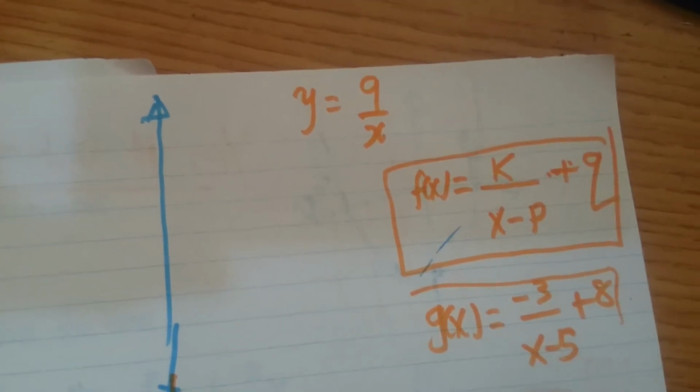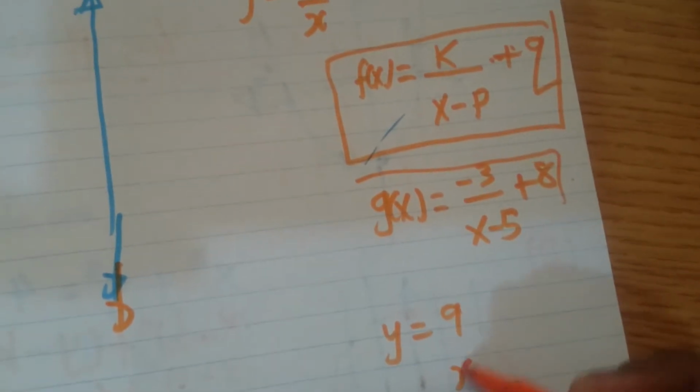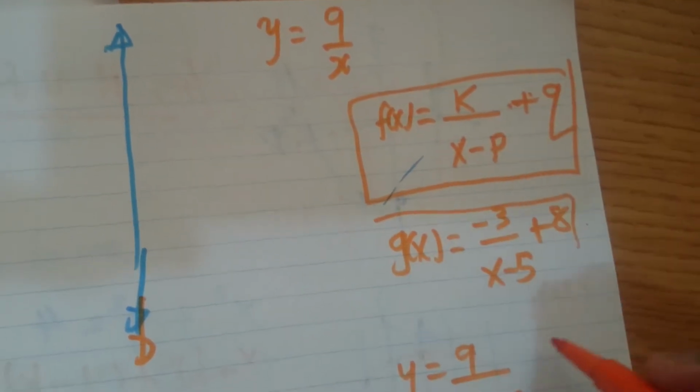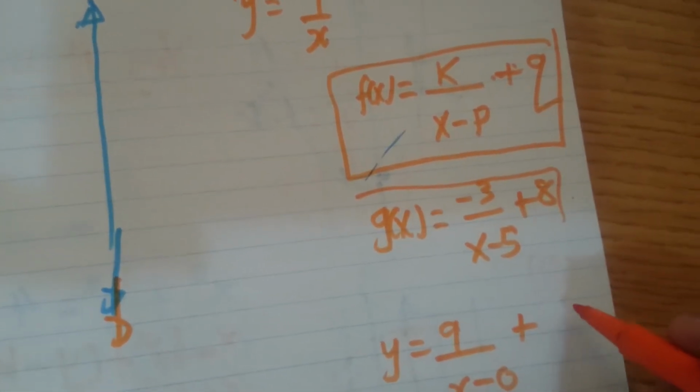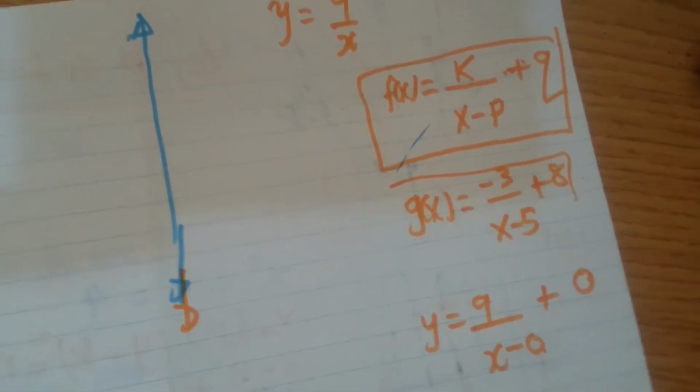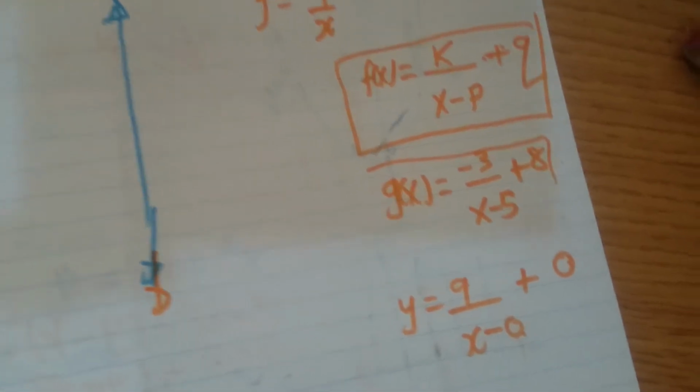So say we have y, in this case 9 over x. Since there's nothing here, you can say x minus 0, just to put it in the same standard form of a hyperbola. So since there's nothing here, we're going to say 0. So what are these? Those are asymptotes.